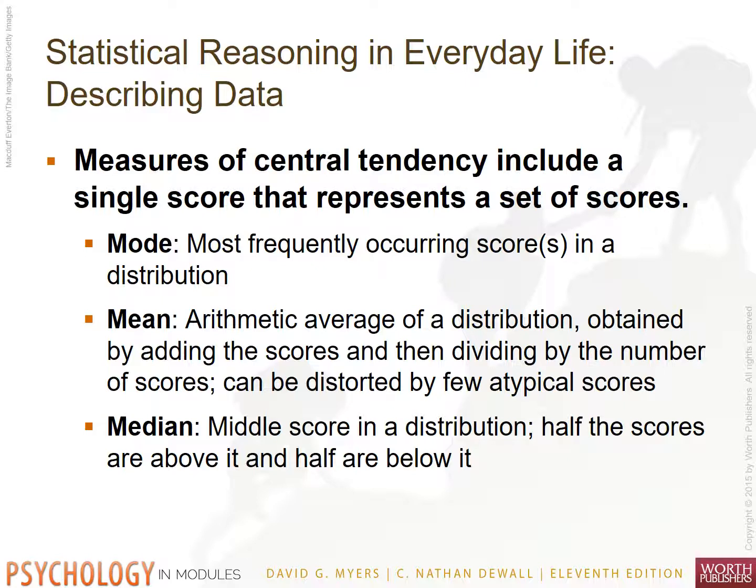And the median is the 50th percentile. It's the middle score. So if you arrange all the scores in order, from lowest to highest or from highest to lowest, the median is the exact middle of the distribution. Half the scores are above it and half the scores are below it.